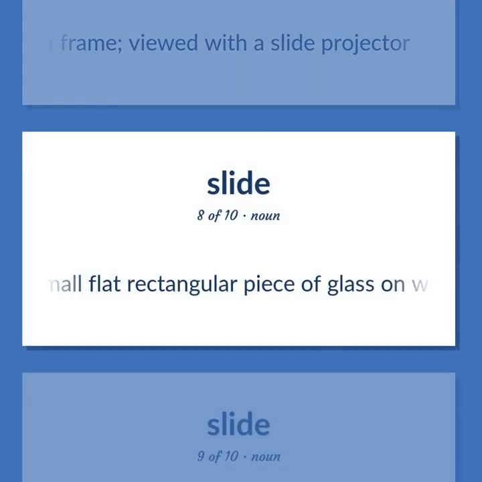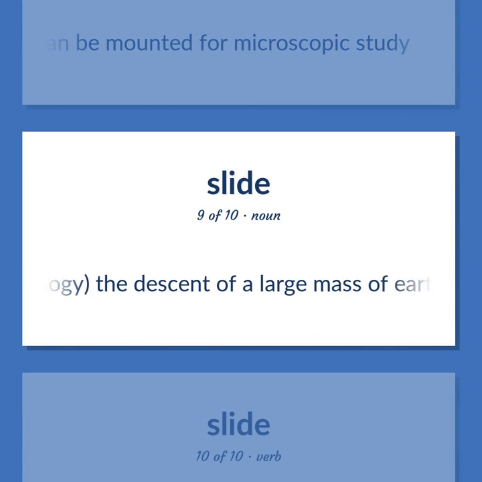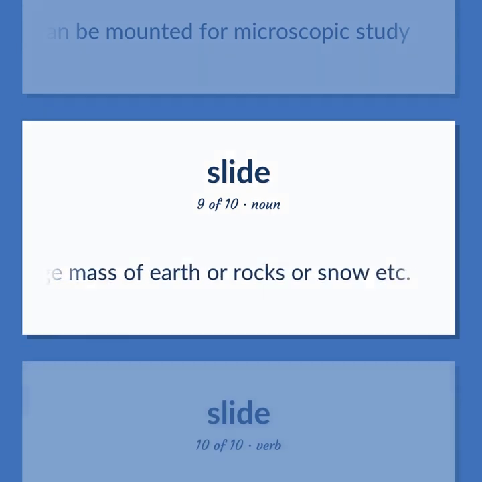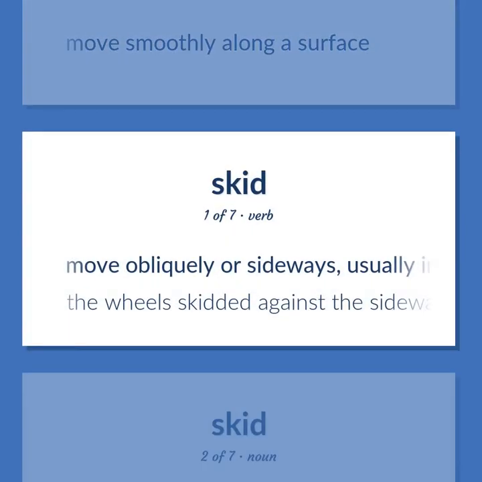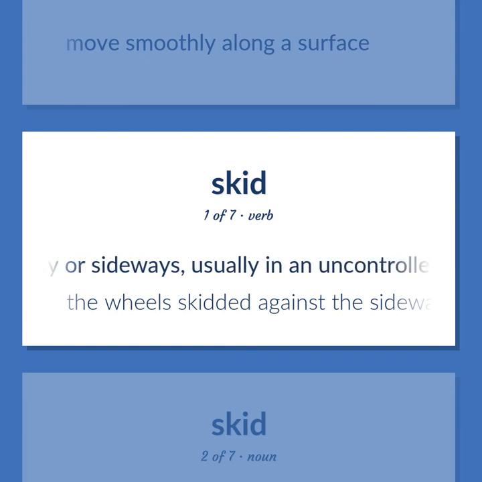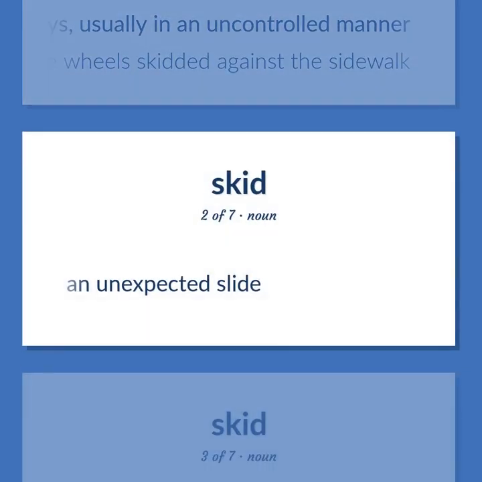A small flat rectangular piece of glass on which specimens can be mounted for microscopic study. Geology. The descent of a large mass of earth or rocks or snow, etc. Move smoothly along a surface. Move obliquely or sideways, usually in an uncontrolled manner. The wheels skidded against the sidewalk. An unexpected slide.